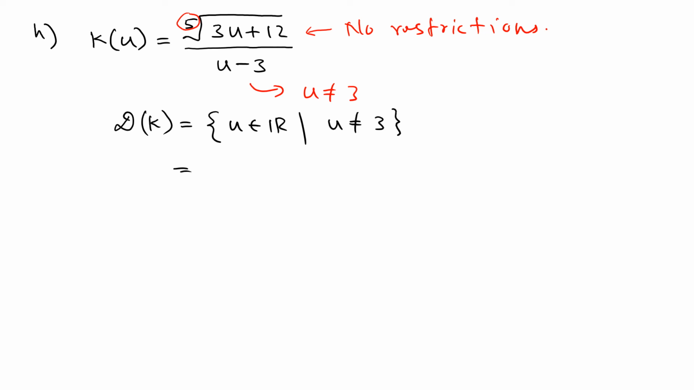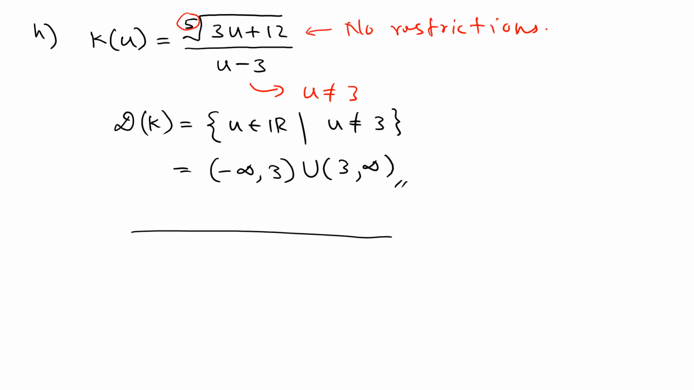So how to write it? You just remove 3, that means negative infinity up to 3, union 3 to infinity. That's how we write the interval. You put the 3 as open, because it's not included, and then everything else, this side and that side. Good. So we can do one last problem.